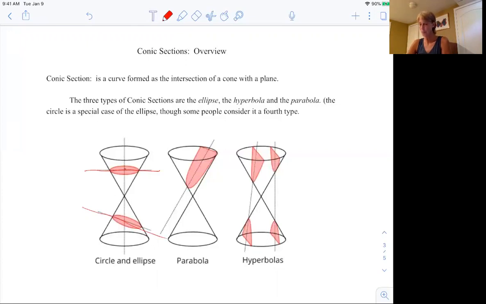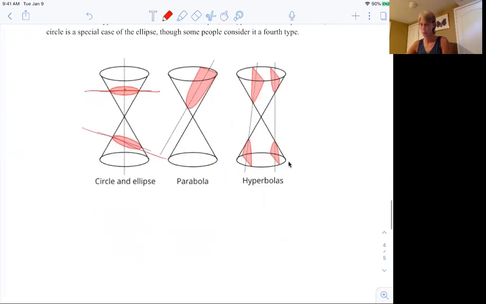The three types of conic sections are the ellipse, the hyperbola, and the parabola. The circle is a special case of the ellipse, although some people sometimes consider it a fourth type. It's no big deal. We already went over circles in our last unit. So we have these different shapes that are formed as we slice through a cone.